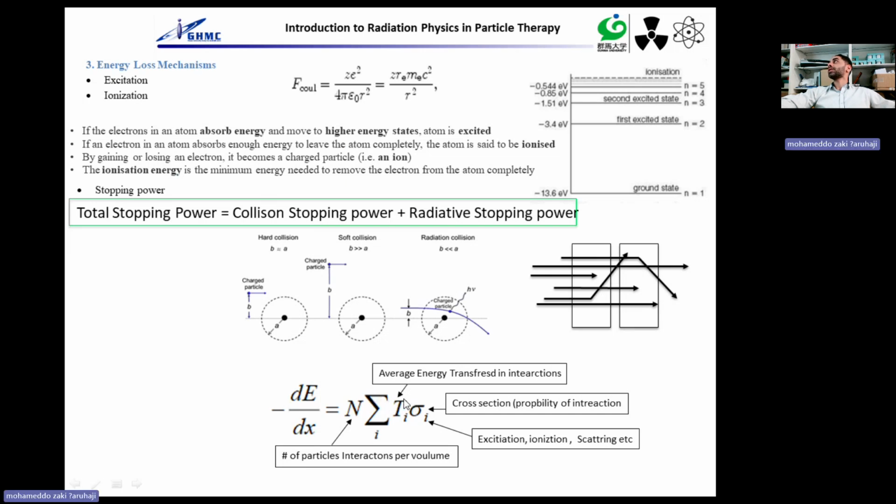This is the average energy transferred in interactions. So the average energy transferred in this interaction, for example: how much energy is being transferred here? And sigma is the cross section of interaction, the probability of interaction, how many times it will interact. And this I here, everywhere, is the number of excitations or ionizations or scatterings.